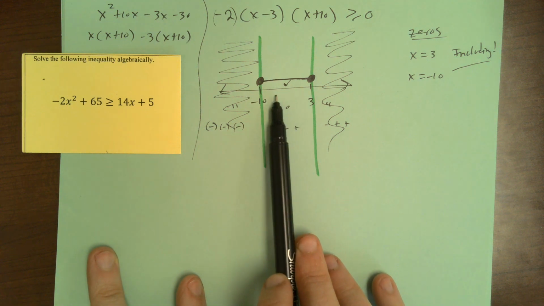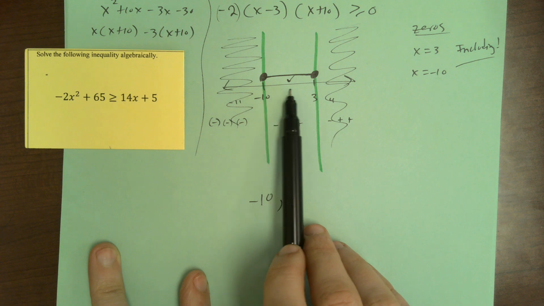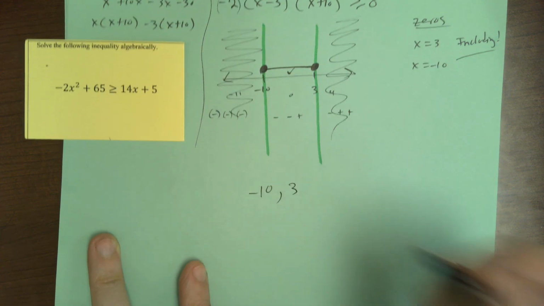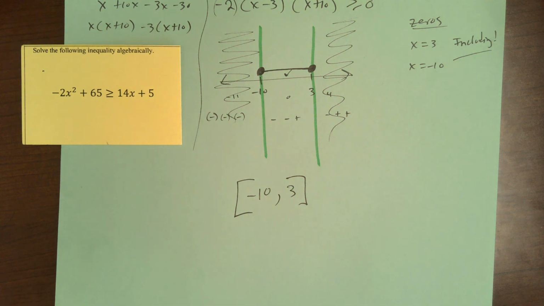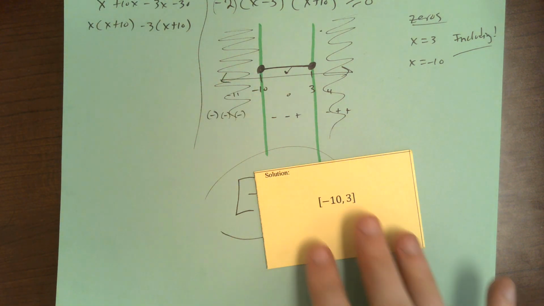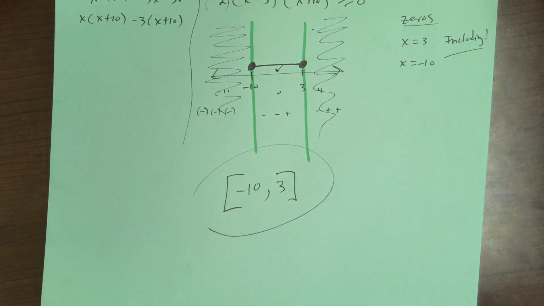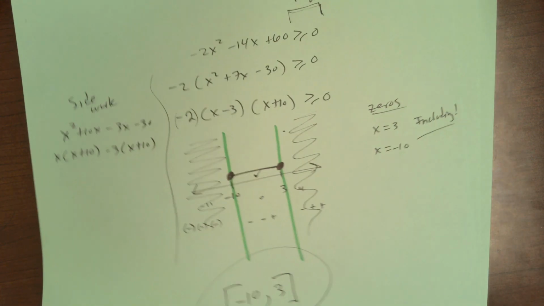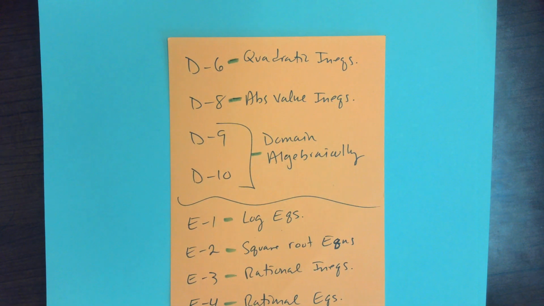What is the left limit? It is negative 10. What is the right limit? 3. And then we are including them, so brackets. Okay, let's flip this over and see if I got it. I did. Okay. Alrighty. So now let's move on. I won't do the second problem. Let's move on to D8, absolute value inequalities.